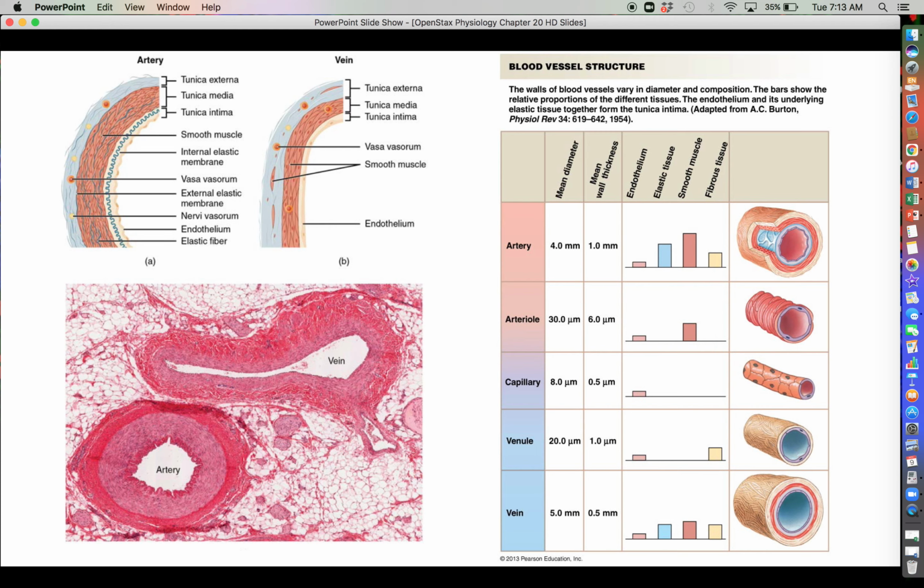A couple of other noteworthy pieces of information you can see here: the diameter and thickness of the wall of each kind of blood vessel.